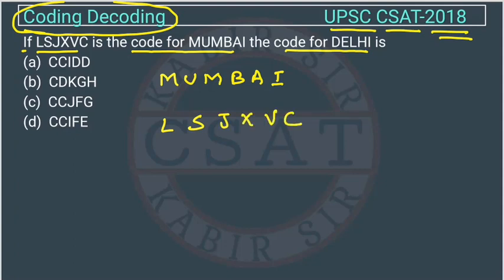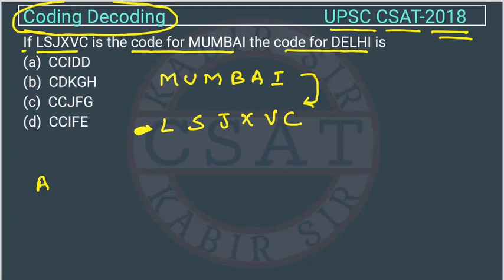So we can say Mumbai is coded as this, or we can say this is a code for Mumbai. They have given this language, so don't think it's vice versa. LSZ is not coded as Mumbai; Mumbai is coded this way. Now we will see what logic is being used to code Mumbai into this.